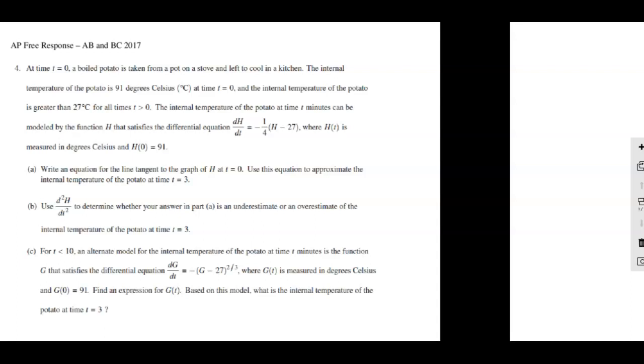It says at time equals 0, a boiled potato is taken from a pot on the stove and left to cool in a kitchen. The internal temperature of the potato is 91 degrees Celsius at time equals 0. And then the internal temperature of the potato is greater than 27 degrees for all times t greater than 0. The internal temperature of the potato at time t can be modeled by the function h. Temperature of the potato, that's my variable h. Okay, whatever. That's going to satisfy the differential equation.